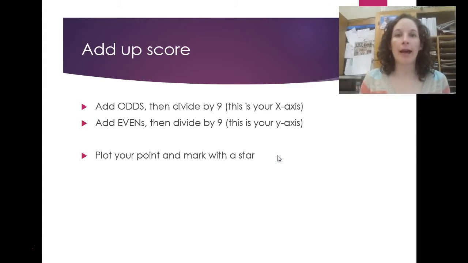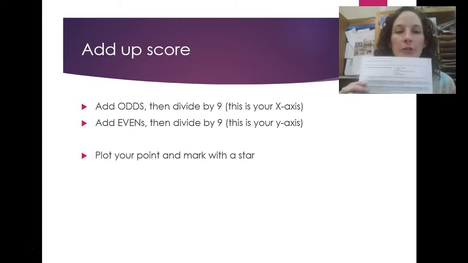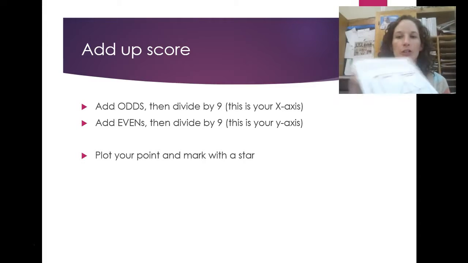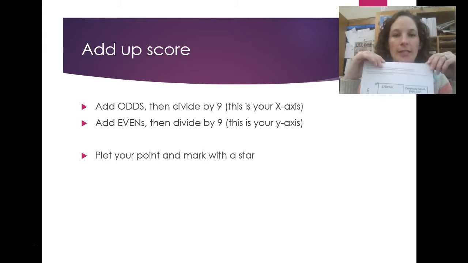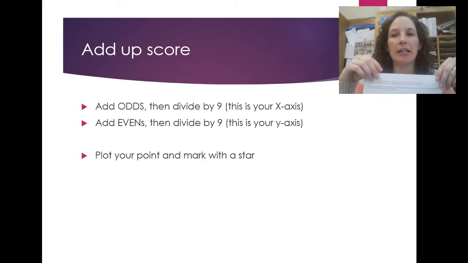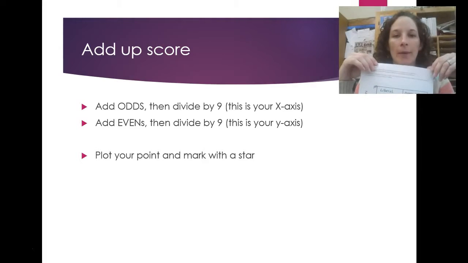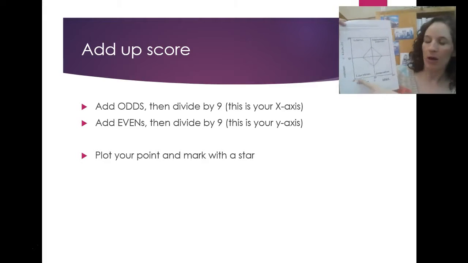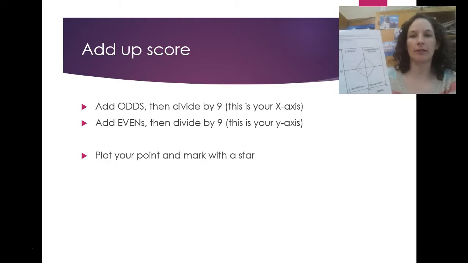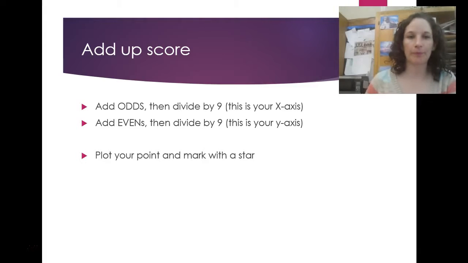Okay. Now that you've answered all of these, what you're going to do is you're going to add up your scores. The directions are on the back. You take all the odds, those are the unshaded ones, add them up, divide it by 9. Do the same thing for the evens, add it up, divide it by 9. You have your x and y, so you can plot your point. So your x-axis is this horizontal axis, y-axis is the vertical. Plot your point.